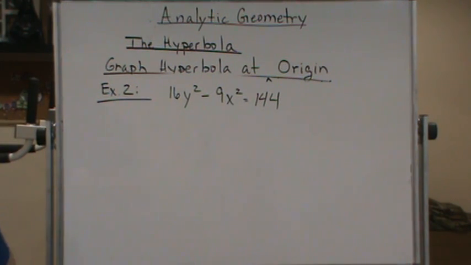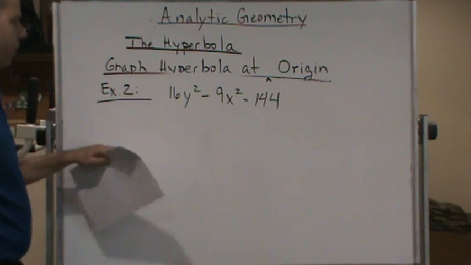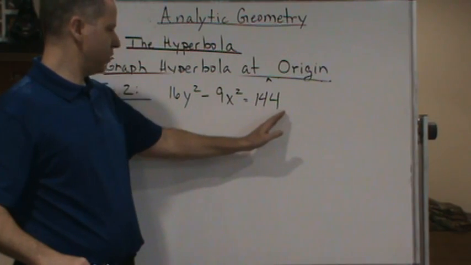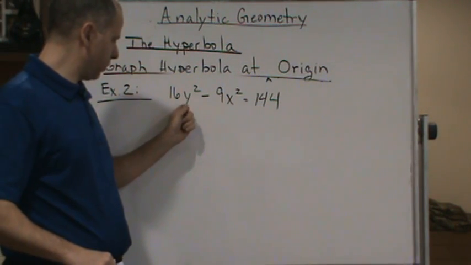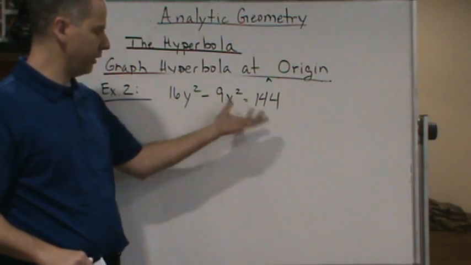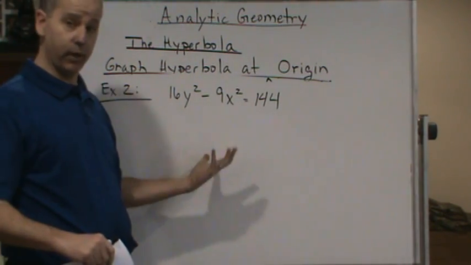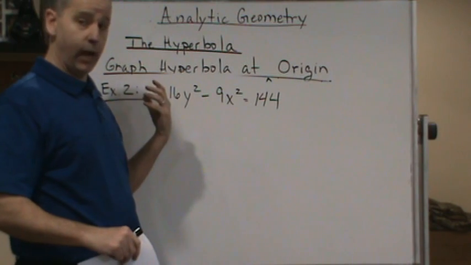All right, let's do this example here. Now notice that this is in general form, right? So notice there's a subtraction. We've got y squared, x squared. So let's put it in the standard form for a hyperbola.